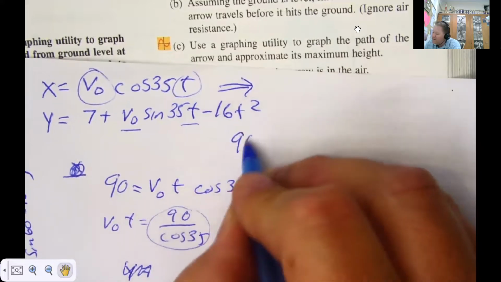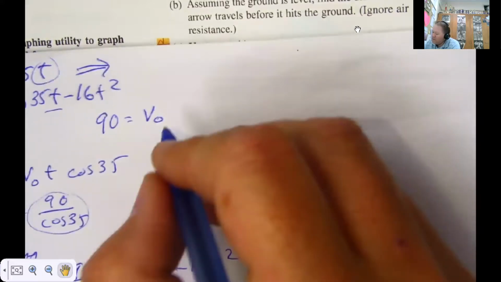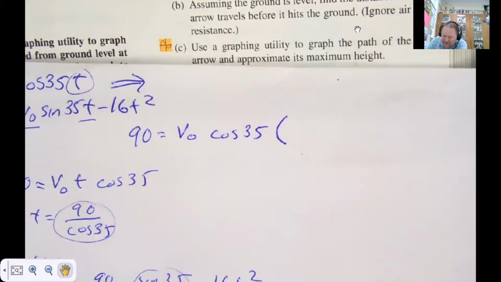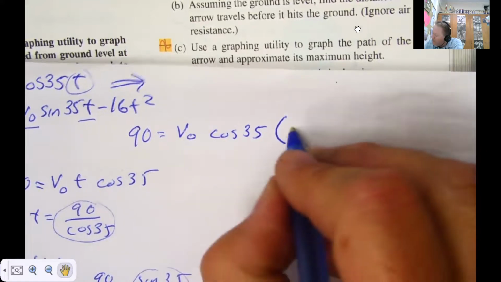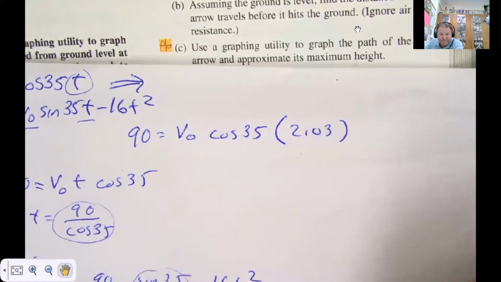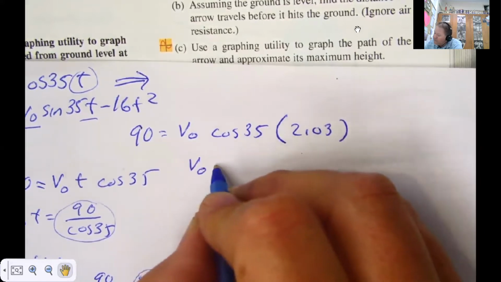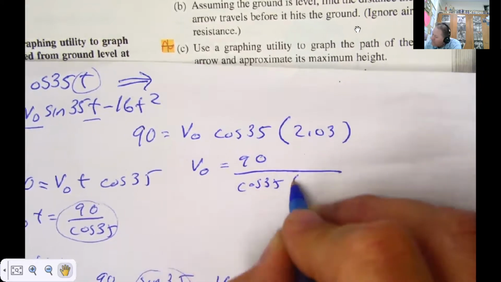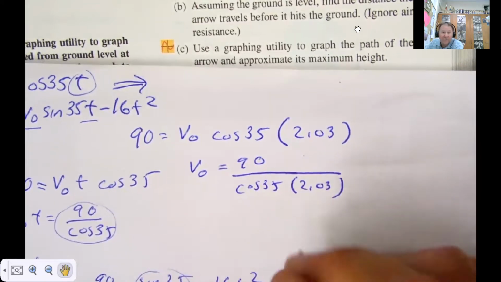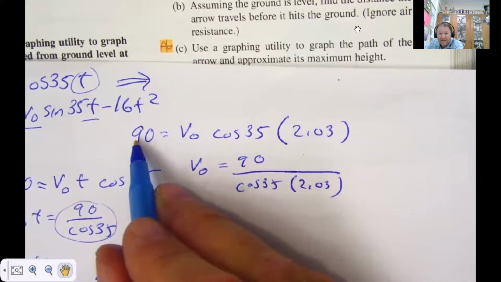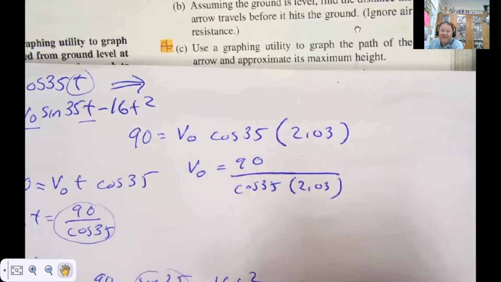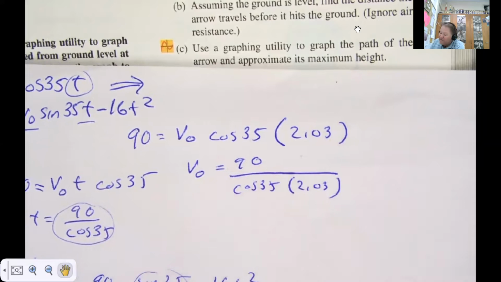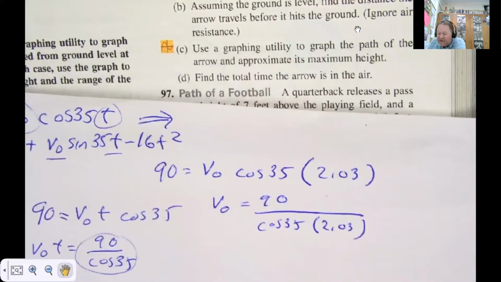So it's going to be 90 equals v sub 0 cosine of 35 t, and we said that t value was about 2.03. So I'm going to put the exact value in. So v sub 0 is going to be equal to 90 divided by cosine of 35 divided by 2.03. And now let's think about what the units are. This is feet, right? And this is in seconds, 2.03 seconds. So feet per second is going to be our units for how fast that is.